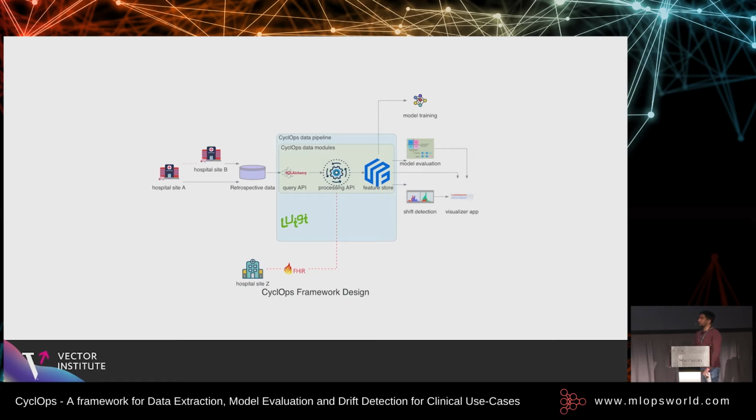And so our design looks like this. I don't know if the font is too small, but I'm going to go over it. Typically you start on the left, with data coming in from hospitals. They are stored to create these retrospective datasets. The first thing we decided we need is some API to query this data. These are relational databases, so everyone knows about SQL.